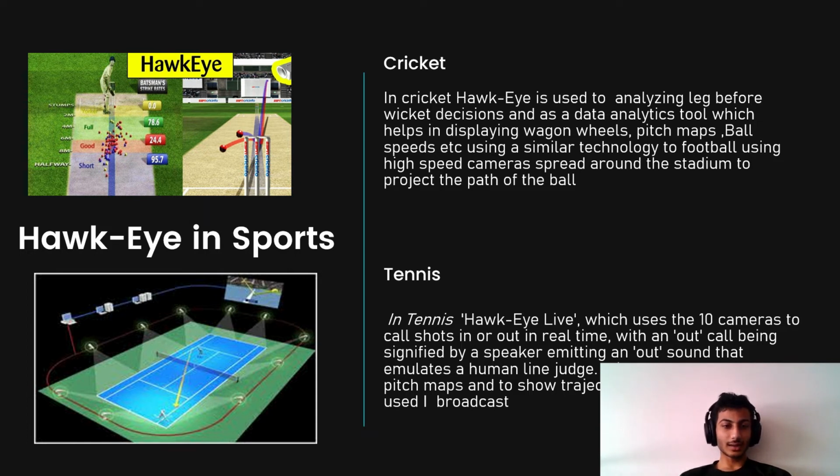A similar technology is used in tennis and badminton, known as Hawkeye Live, which uses 10 cameras to call shots or to see whether the ball or the shuttlecock is in or out, on which side of the outline. The result is automatically called out by a speaker emulating a human line judge. This technology is similarly used in data analytics for the broadcast and for analysis.